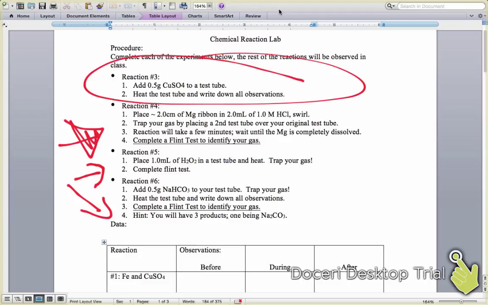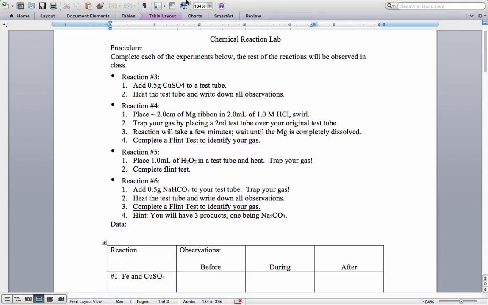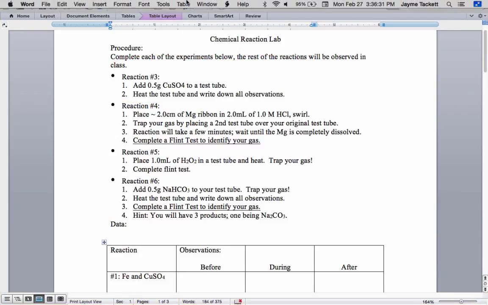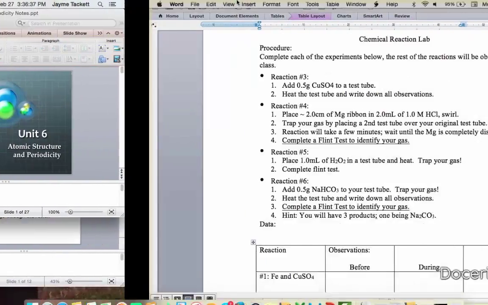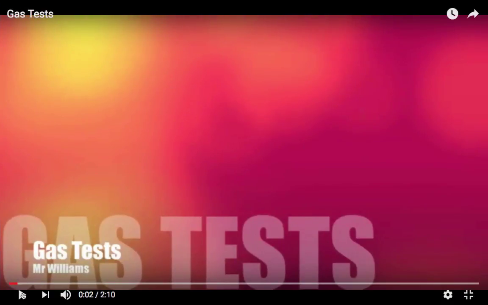Now, when it comes to the flint test, you will have 3 different options. You will either have hydrogen, or you will have oxygen, or you will have carbon dioxide gas. And so here is a really quick video to show you what to expect when you're looking at these flint tests.